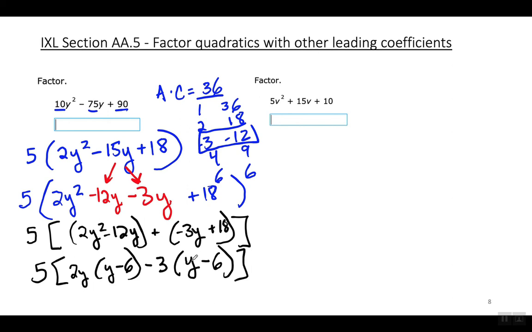If you ever feel like you're doing it right, but the only thing that's messing you up is the signs, it's because you most likely have to take out a negative number instead of a positive number in order to get the same thing in both parentheses, right? I'm sure some of you will encounter that. All right, so now my final answer is going to be 5 times 2y minus 3 times y minus 6.